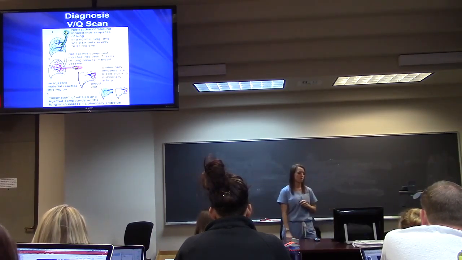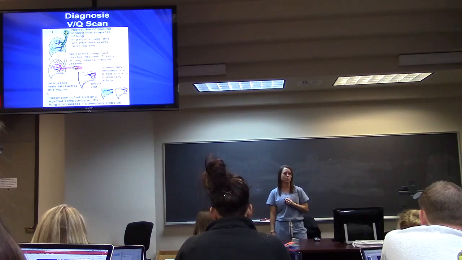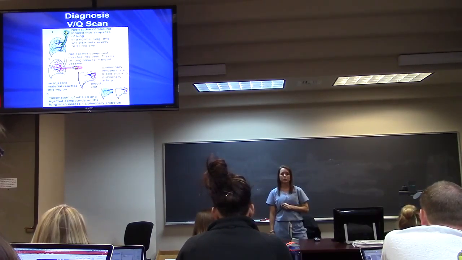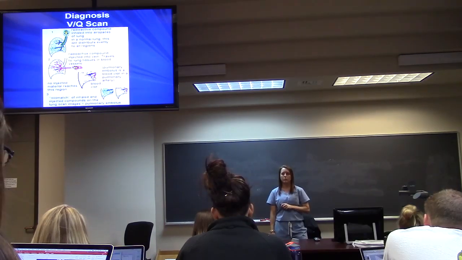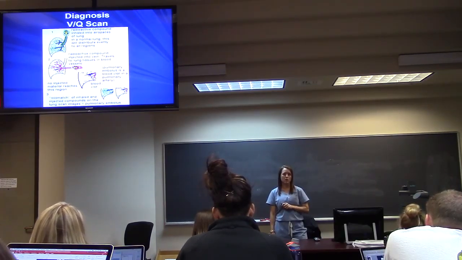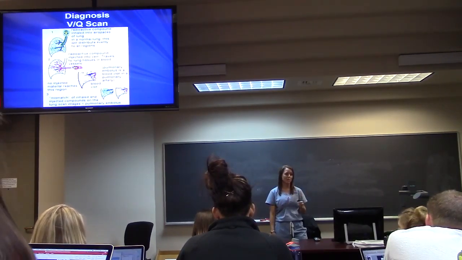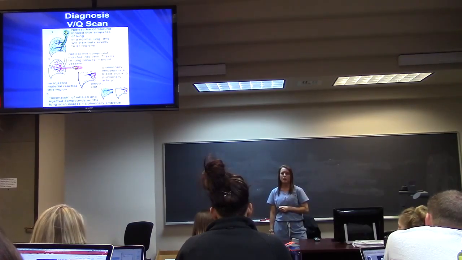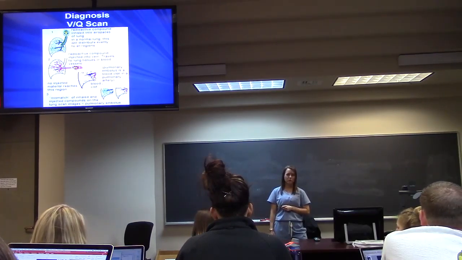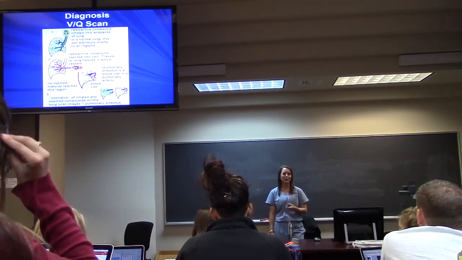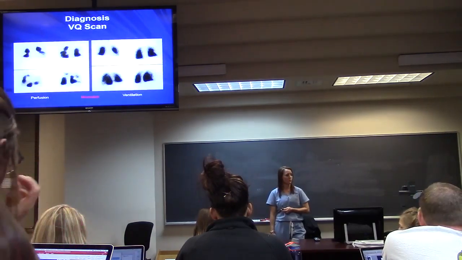VQ scans aren't always as helpful as they could be because they're either high probability, intermediate, or low probability. So intermediate really helps you none at all. If you think somebody has a PE and you're pretty confident clinically that they have one and you get a high probability, you're comfortable with anticoagulating. If you have somebody that you don't really think had one and it's a low probability, you're pretty comfortable saying that's not what it is. But most of the time you get an intermediate scan, so it's not horribly helpful.